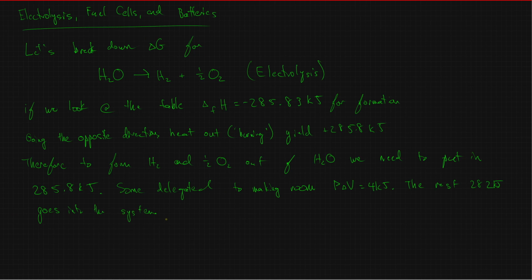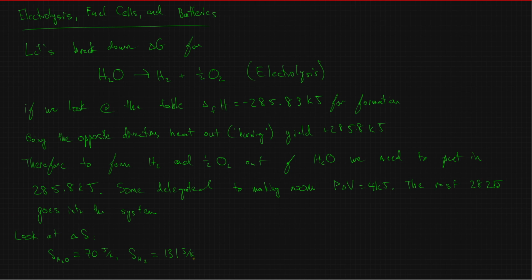So the question is, in what form is it going to go into the system? Let's look at the change in entropy, since this is going to relate to the heat that has to go into the system. So look at delta S. Let's look in our table. We can find the entropy of water, or H2O in its liquid state. It is 70 joules per Kelvin. We look at the entropy for hydrogen as a gas. It is 131 joules per Kelvin.